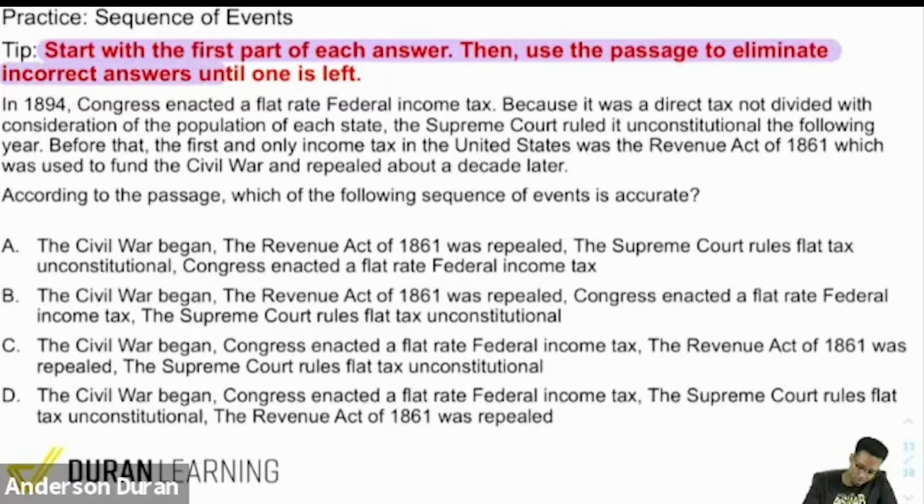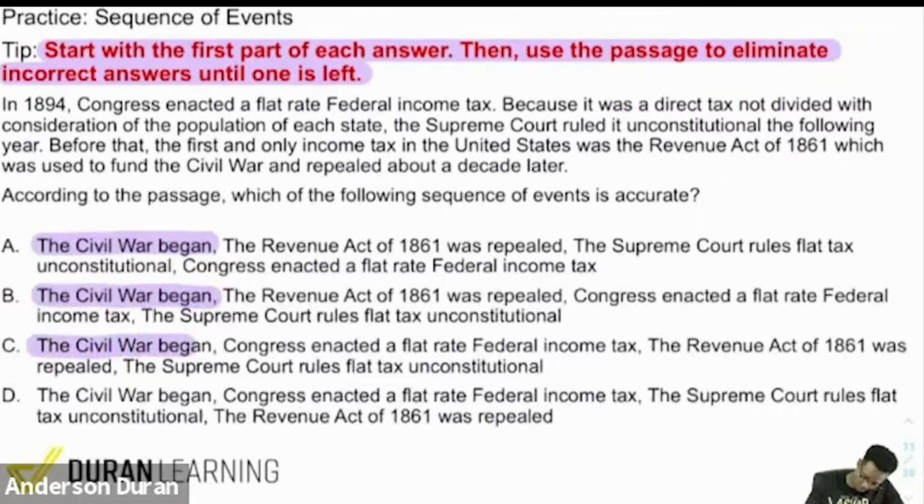So if we go ahead and look at all of these answers, what do they start with? What is the first thing all of these answers have? The Civil War began. So I'm going to assume the first thing that happened is the Civil War began, because it says it right here. We are given no other choice.